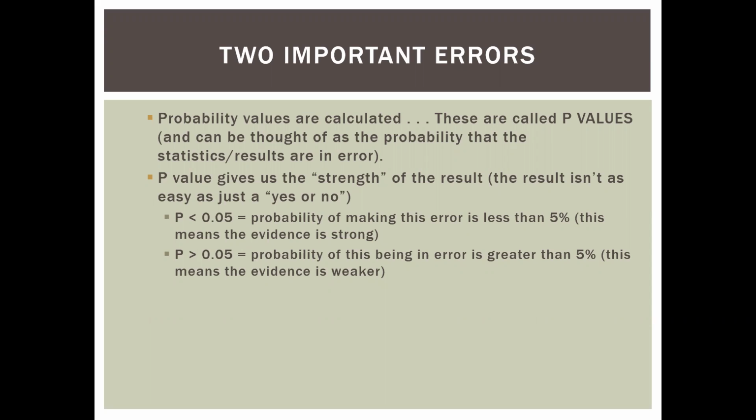So with p-values, it says probability values are calculated. They can be thought of as the probability that the statistics and results are in error. So the p-value gives us the strength of the result. The result isn't as easy as a yes or no. So if you have a p-value of less than 0.05, the probability of making this error is less than 5%. So 95% of the time, there is no error. So a little p-value is good, meaning that the study has strong evidence. If it's greater than 0.05, that tells us that the evidence is weak.